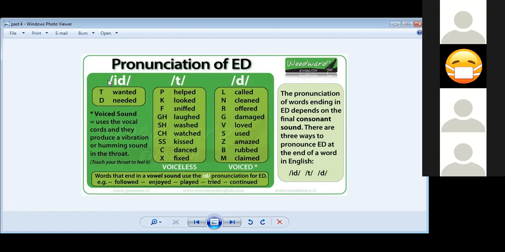Here we have three sounds, "id", "t", and "d", okay? Depending on what? On the last letter of the verb.